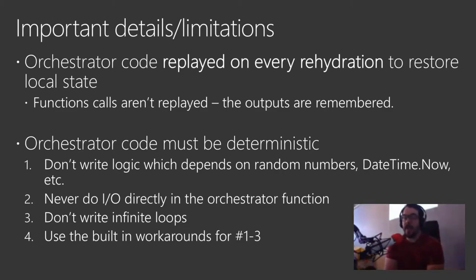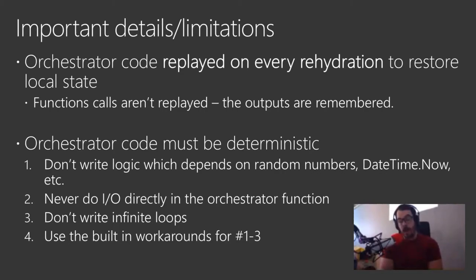And the number 3 is don't write infinite loop. The infinite loop problem is because of the event sourcing part of the story. You remember, when we start an orchestrator, this whole thing is saved into an execution history. So every element is going to be cataloged as, here's what happened during that execution. But the problem is if you write an infinite loop, it's never going to end. You may end up with millions of rows in your execution history. So what happens then? Well, your function is going to take longer and longer and longer to reboot.